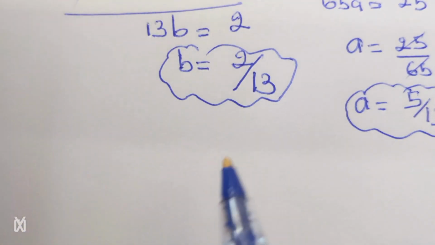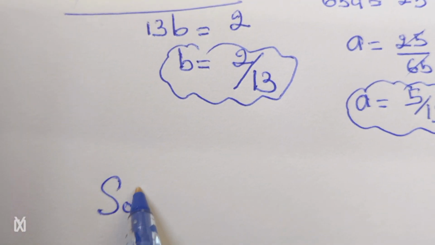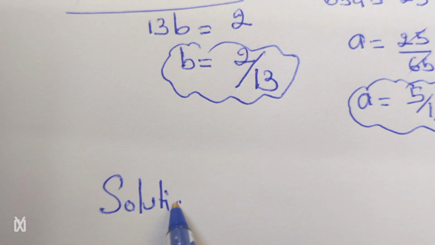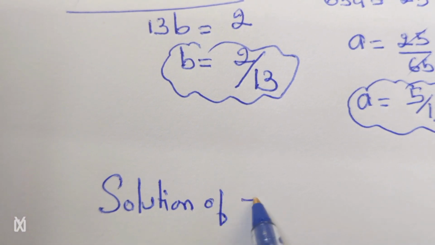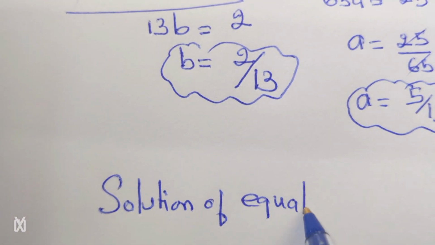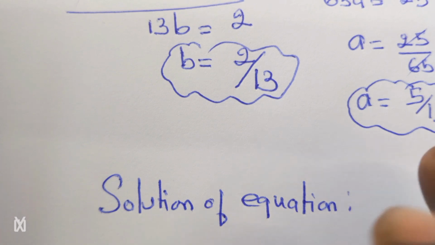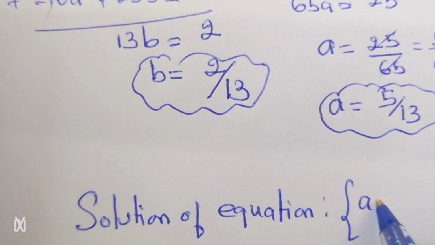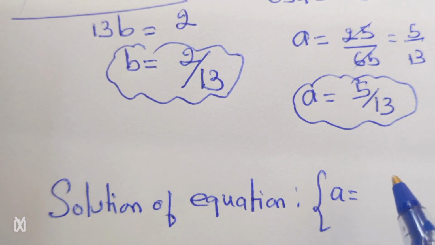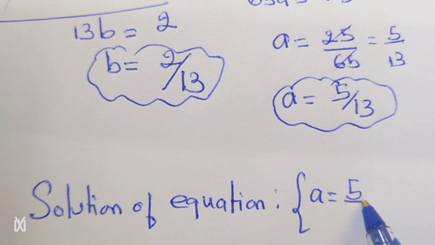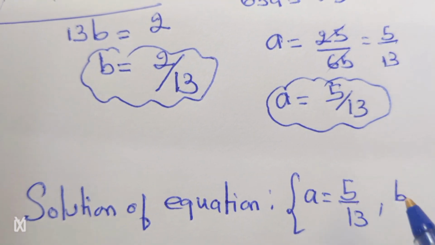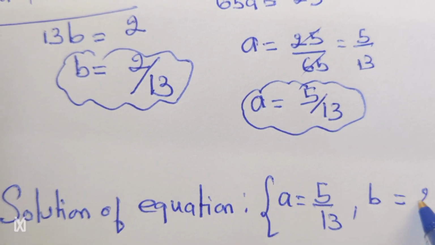Then our solution of the equation is a, which is equal to 5 over 13, and b, which is equal to 2 over 13.